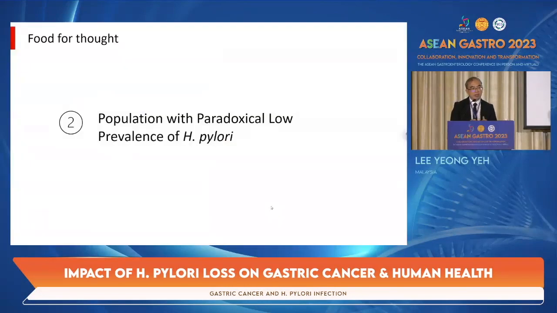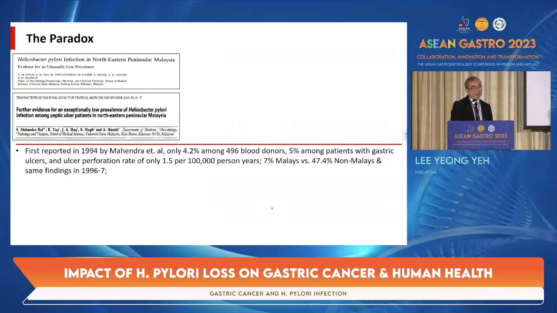Therefore, let me just tell you this story about a population with a paradoxically low prevalence of Helicobacter pylori. Now, I'm from the northeastern part of Peninsular Malaysia. If you've ever been there, it's a beautiful part of Malaysia. It has nice beaches, good food, and wonderful people. However, this particular population, because of its poor economic development and poverty, has certain diseases. But interestingly, what we found was that this population has low Helicobacter pylori infection.